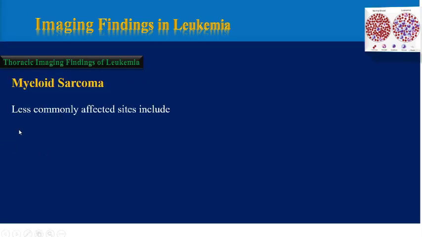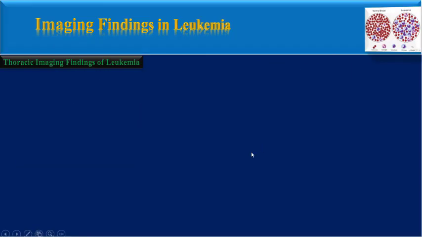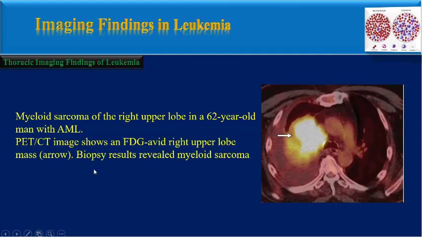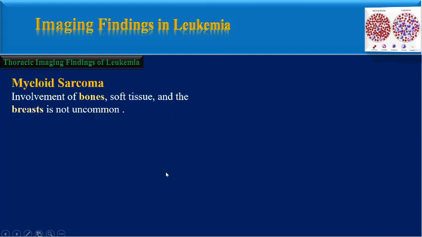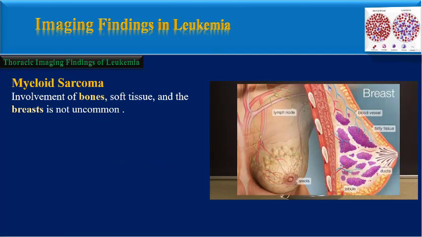Less commonly affected sites include the lungs, pleura, pericardium, and hila. Another case presentation of myeloid sarcoma of the right upper lobe in a 62-year-old man with AML. PET-CT image shows an FDG avid right upper lobe mass, which biopsy result revealed to be myeloid sarcoma. Involvement of bones, soft tissues, and the breast is not uncommon.